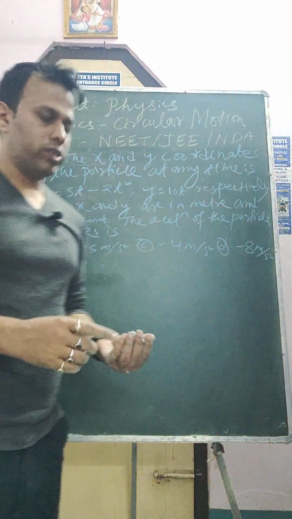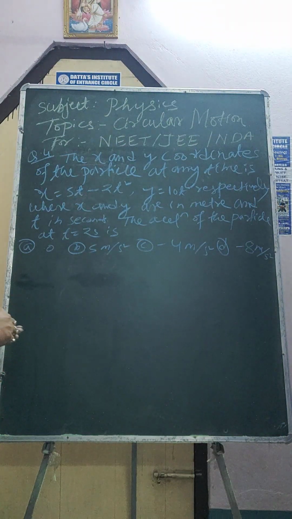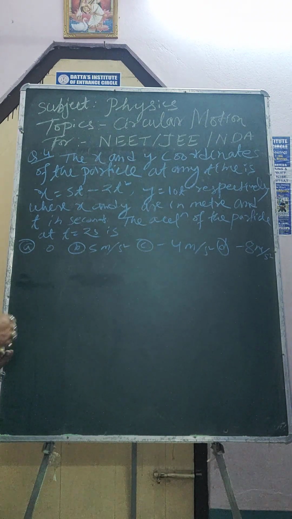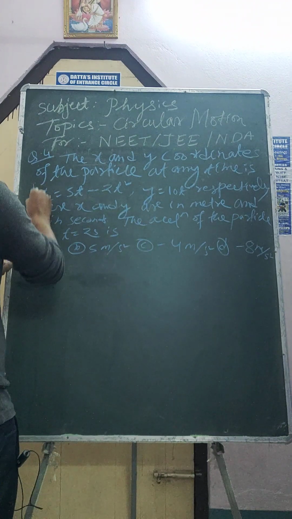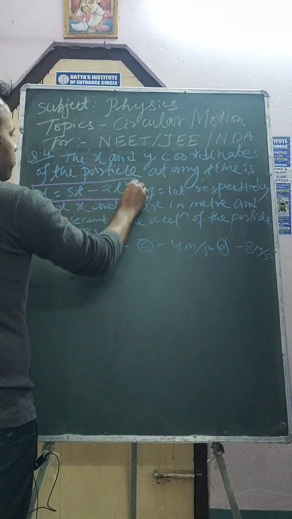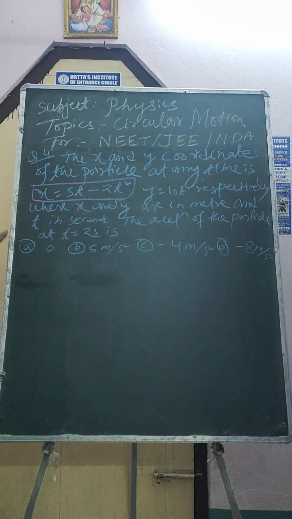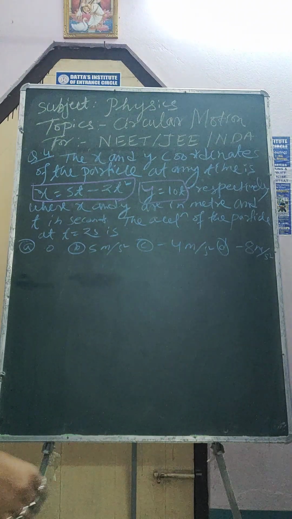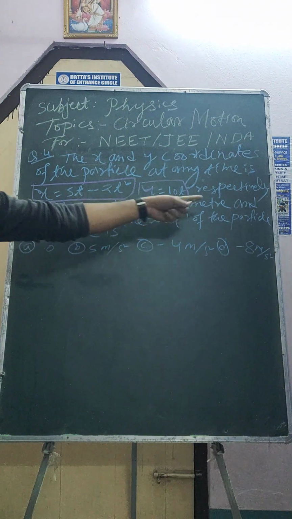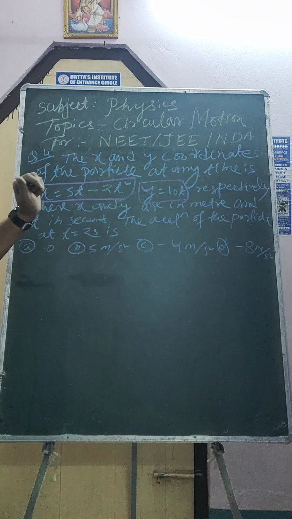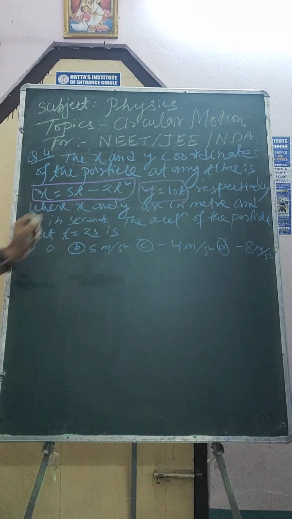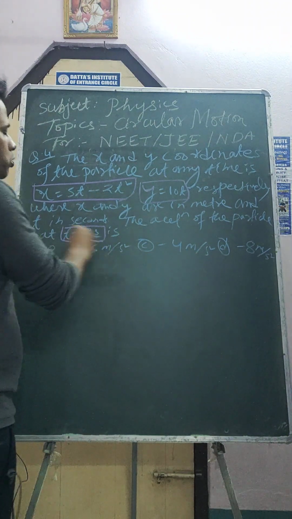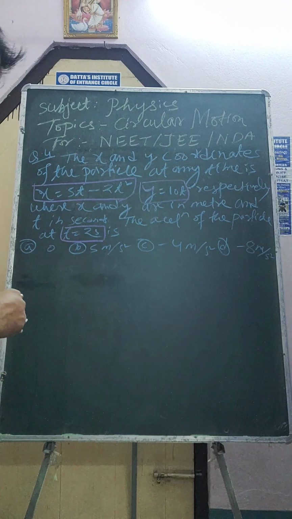So our next question, question number 4, is like this. The x and y coordinates of a particle at any time are given. X is equal to 5t minus 2t square, and y is equal to 10t, respectively, where x and y are in meters and time t is in seconds. That is, x and y are here distance or displacement. We have to find the acceleration of the particle at time t equal to 2 seconds. Fine, so let's try.